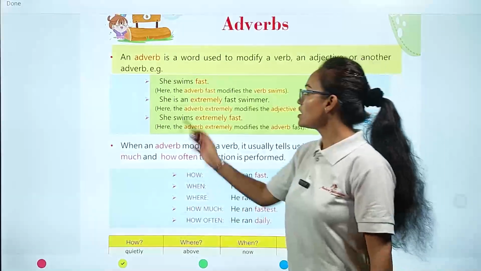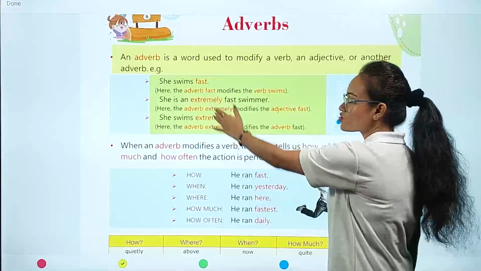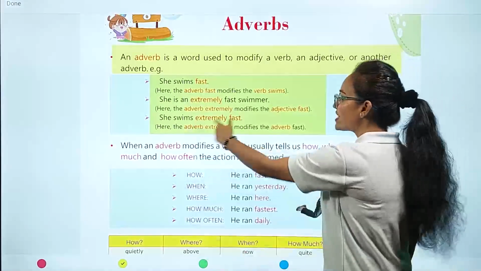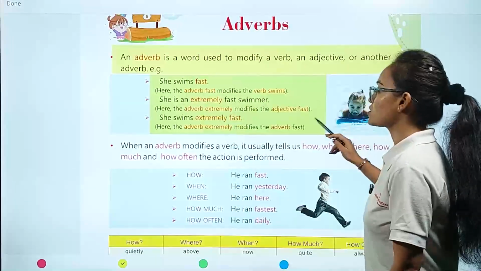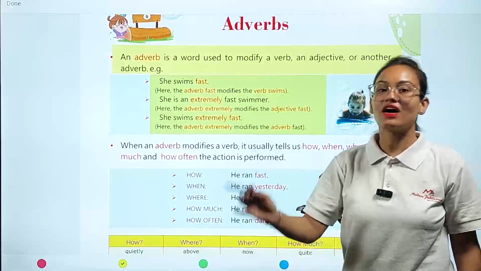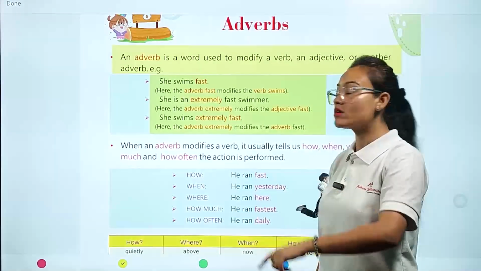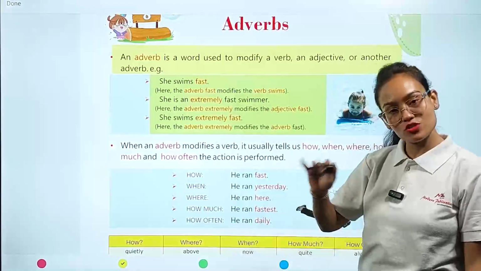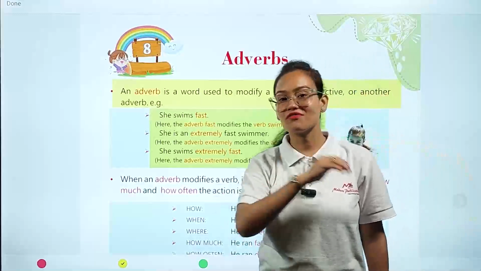Now the second one: she is an extremely fast swimmer. Here, extremely is again a modifier word which is called an adverb. She swims extremely fast. In all these sentences, my dear students, you can see adverbs. This adverb word modifies another adverb word, or an adjective word, or a verb word which is present in our sentence. So in simple words, an adverb is a modifier word.